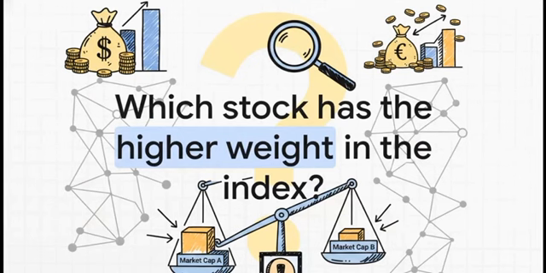Now let's level up a bit. In a market cap weighted index, stock A is priced at 100 rupees with 1,000 shares outstanding. Stock B is priced at 50 rupees with 2,000 shares outstanding. So, which one has the higher weight in the index? This is a classic exam trap designed entirely to see if you get distracted by the individual share price.